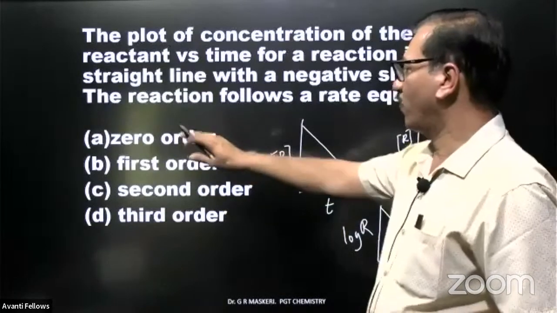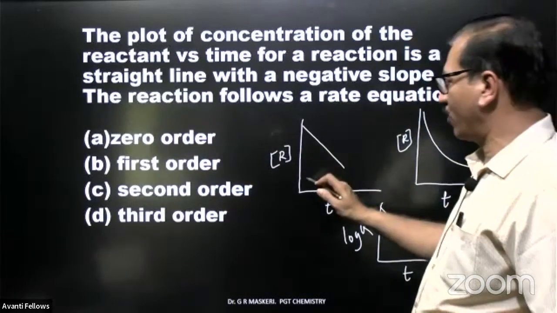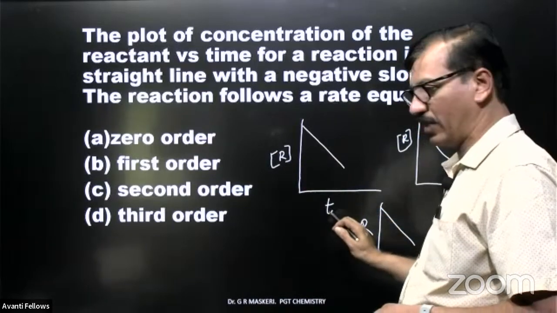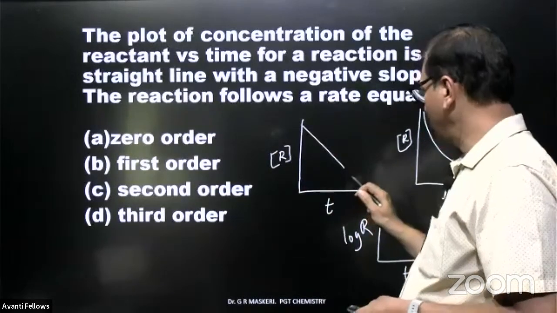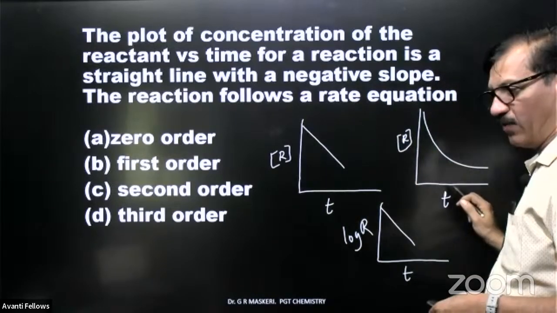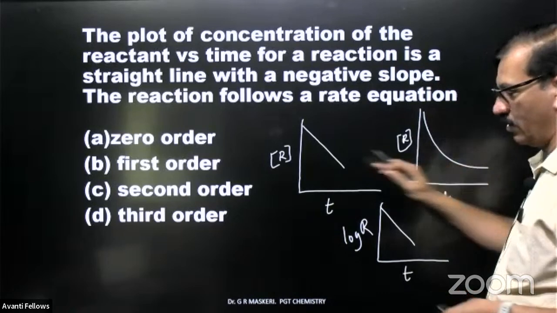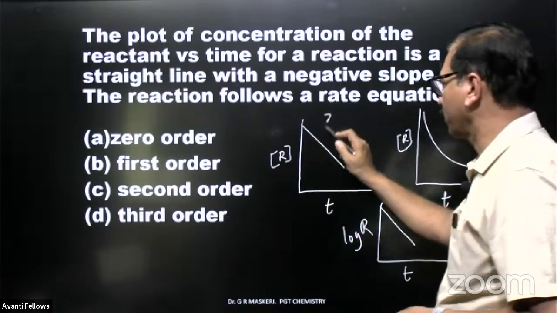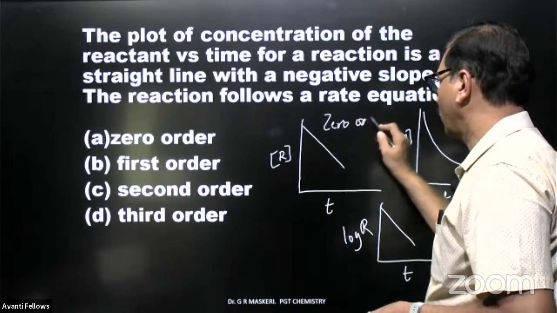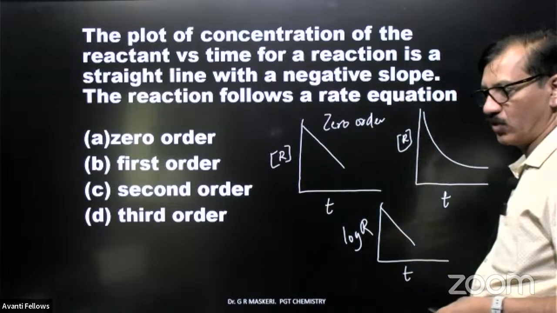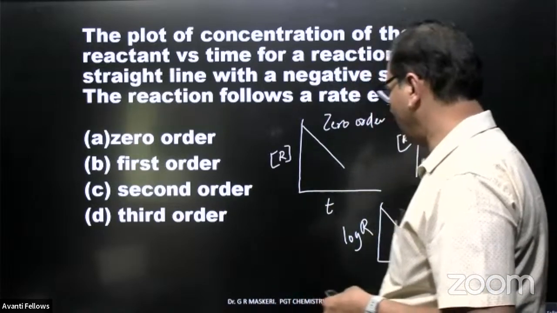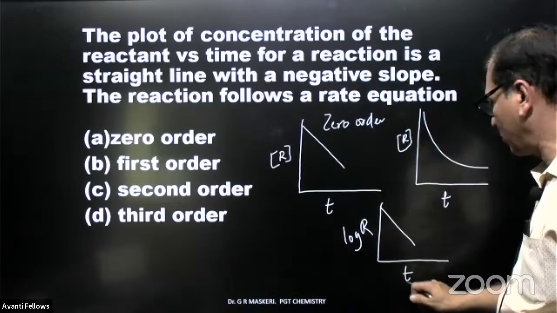For a zero order reaction, concentration of R versus T is a straight line. For any other order reaction, it is a curve. R versus T is for zero order, right? Zero order reaction. So we have taken log of R versus T.